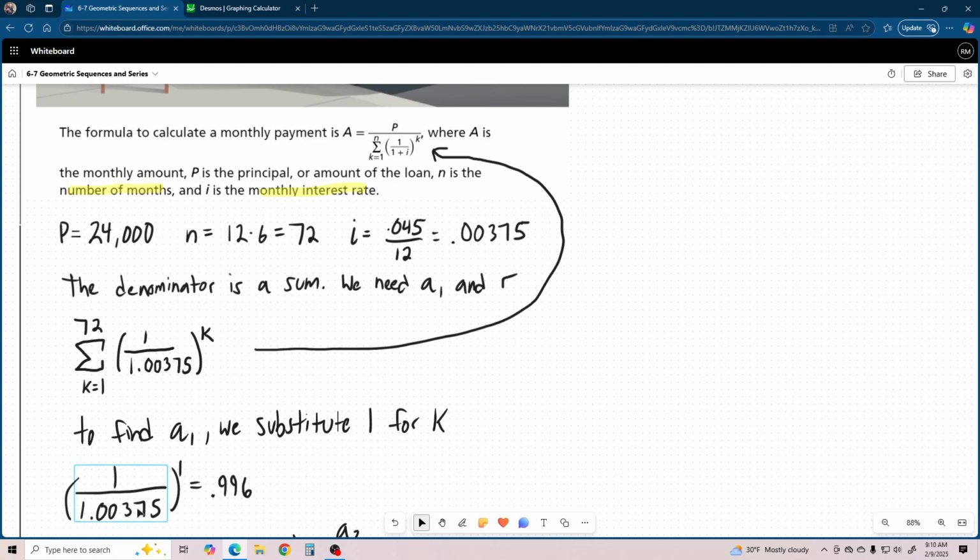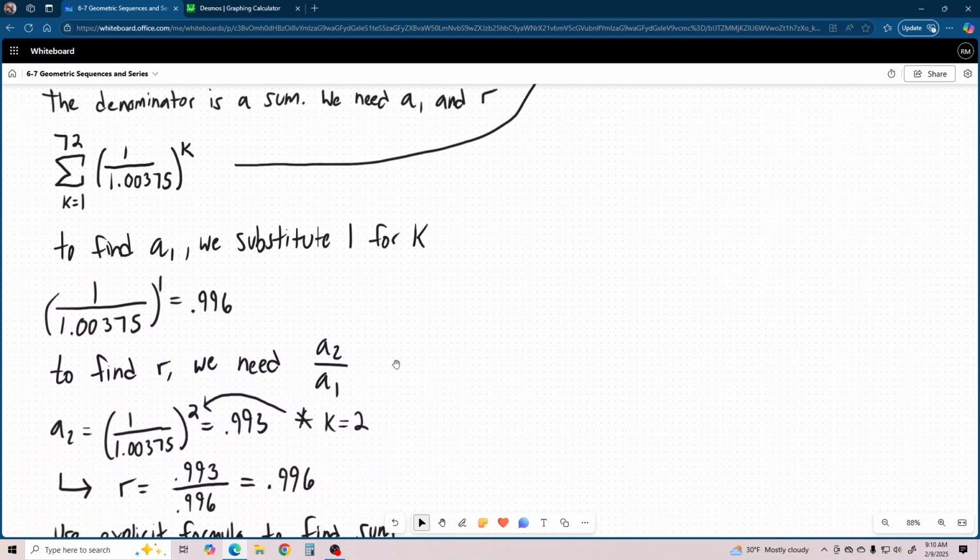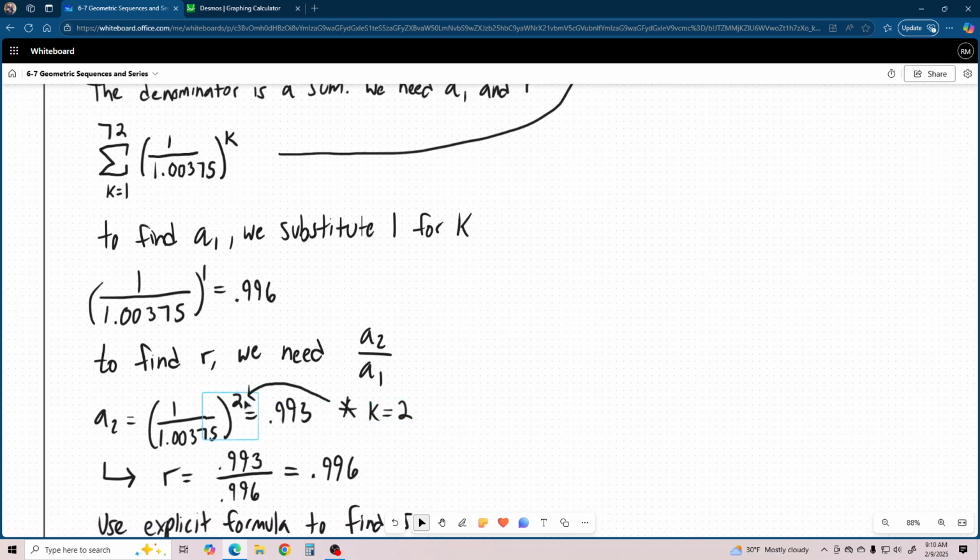So we can find a sub 2 so that we can do the ratio between a sub 1 and a sub 2, so that way we can find the common ratio, right? So to find r, we need a sub 2 over a sub 1, right? That's what we need. So we can find a sub 2 by subbing in a 2 for k.